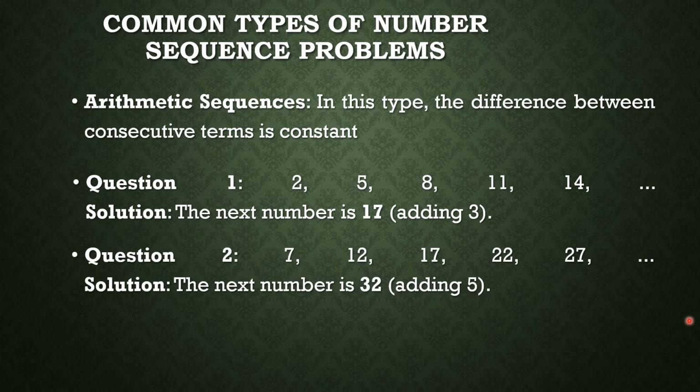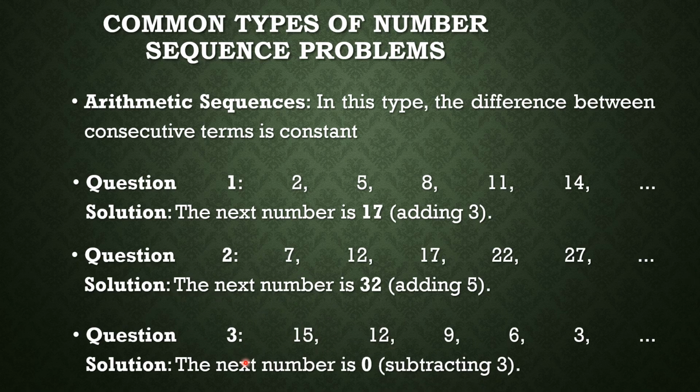If we see a second example, between numbers 7 and 12 there is a difference of 5. Between 12 and 17 there is a difference of 5. 17 to 22 there is a difference of 5. So we can definitely predict what would be the next number after 27, which is nothing but 27 plus 5, which is 32.